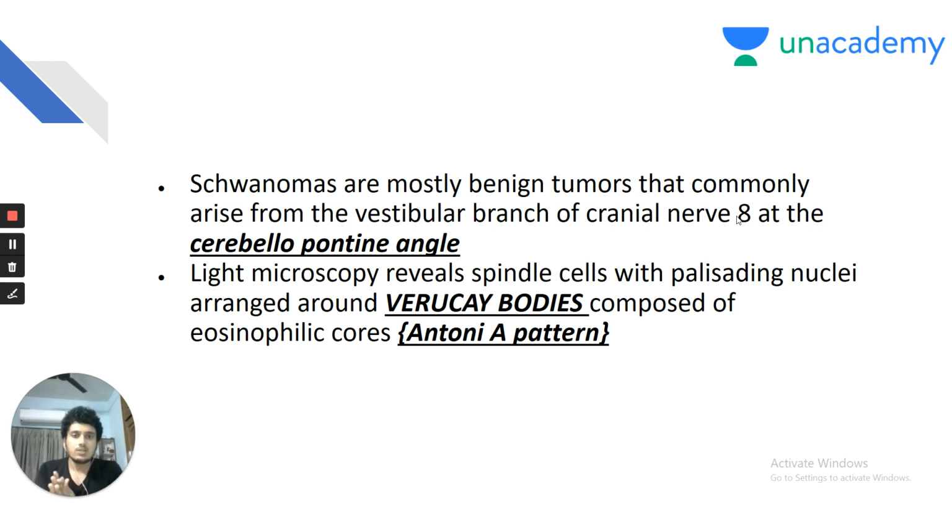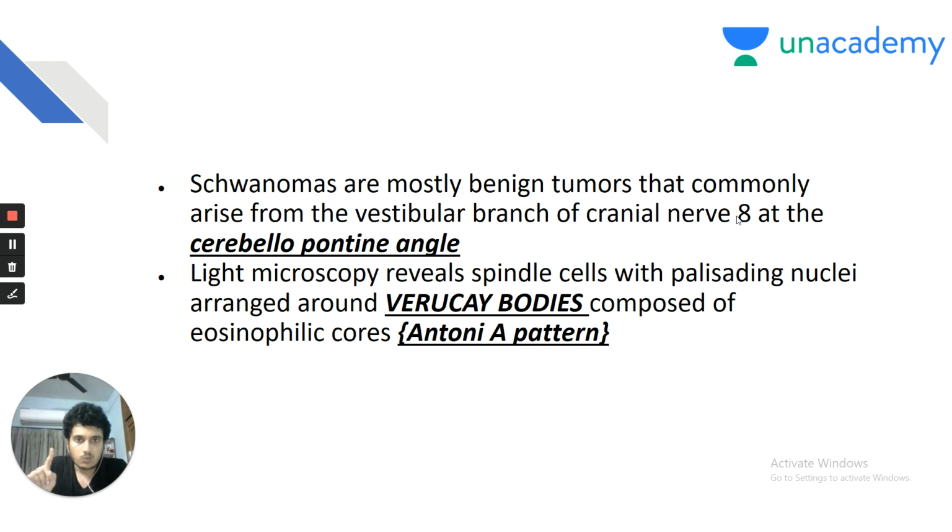Light microscopy reveals spindly cells with palisading nuclei, arranged as verrucous bodies composed of eosinophilic cores, which is known as the Antoni A pattern. Again, my dear friends, don't get baffled by the language of the question. Antoni A and Antoni B pattern are the two patterns which are seen in schwannomas.